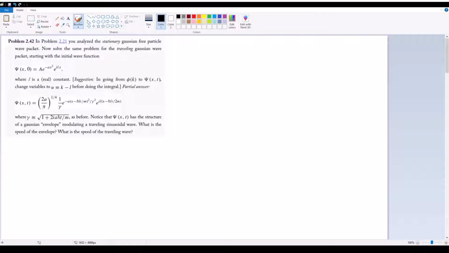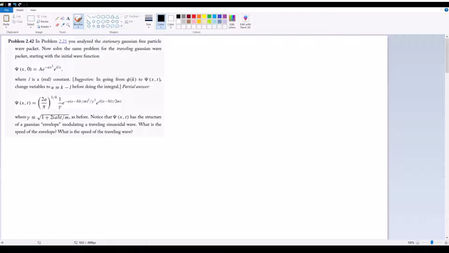Our wave function of interest is psi of x comma 0 being equal to A e to the negative a x squared, which is what the original wave function in 2.21 was, with this additional e to the i l x term behind it, where l is some real constant. We're given the hint that when we do the traditional method of a Fourier transform from phi of k to psi of x comma t, we should do a variable change to u, defined as k minus l.